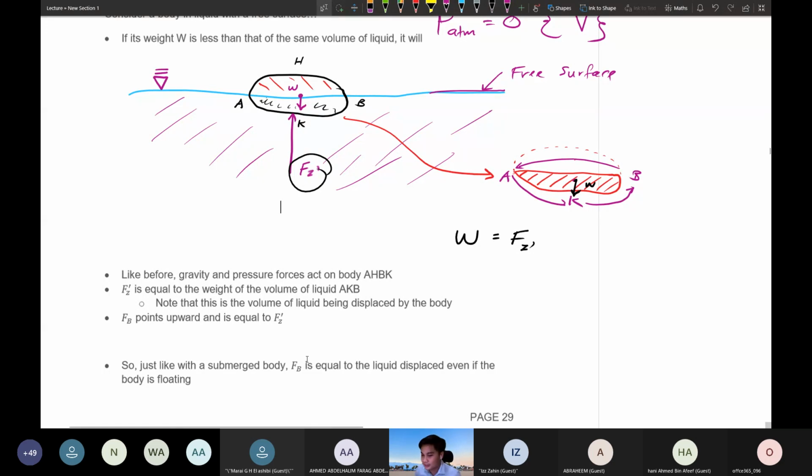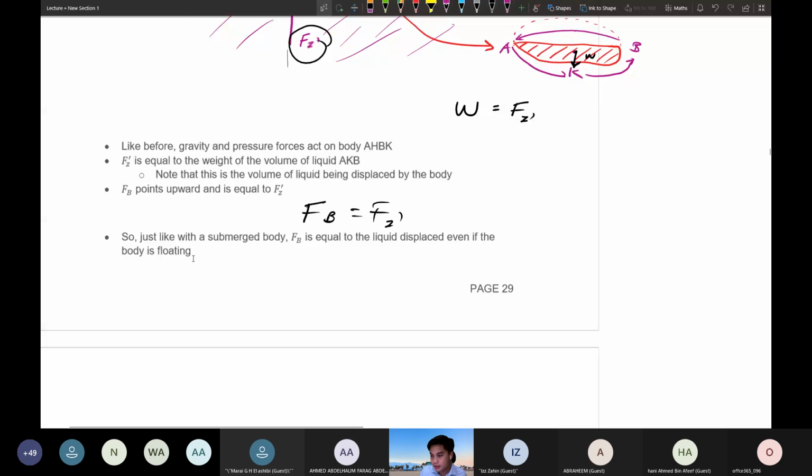So far, are you clear on this? Yes, Doctor. Okay, so FB points upward and is equal to the Fz. This Fz is the same as the buoyancy force. So FB is equal to Fz prime. Just like with the submerged body, FB is equal to the weight of the liquid displaced, even if the body is floating.